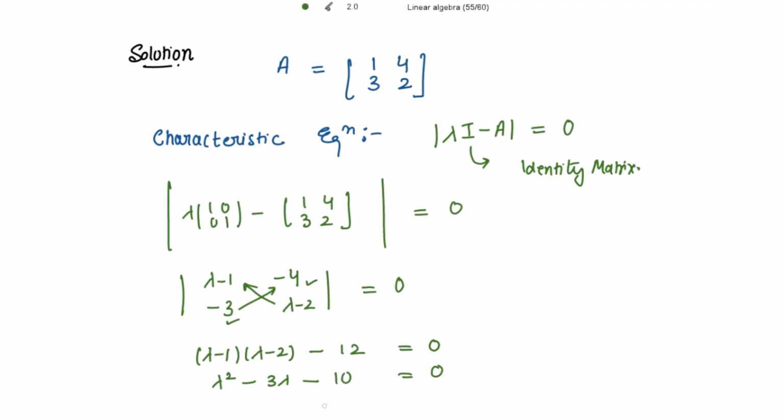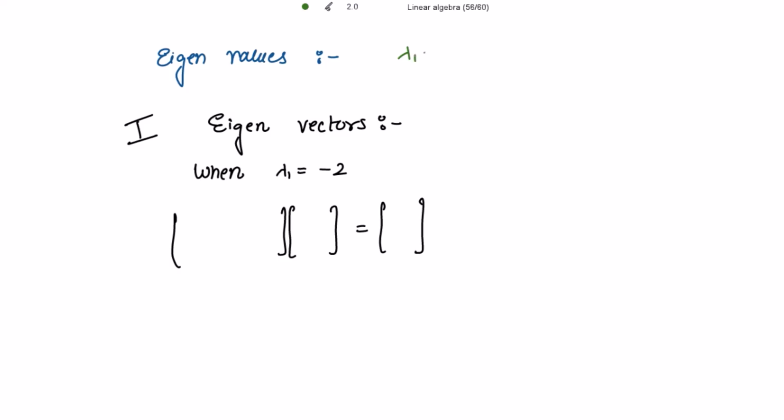Writing the factors for this, lambda minus 5 into lambda plus 2 equals 0. So from here we are getting lambda equal to 5 and negative 2. So these are the two eigenvalues we are getting. So we have got one eigenvalue to be minus 2 and another one to be equal to 5.